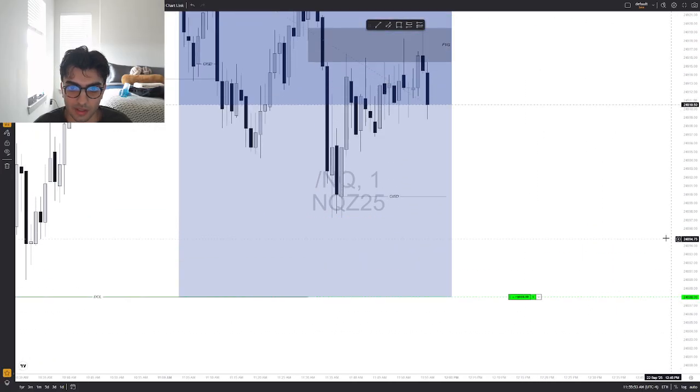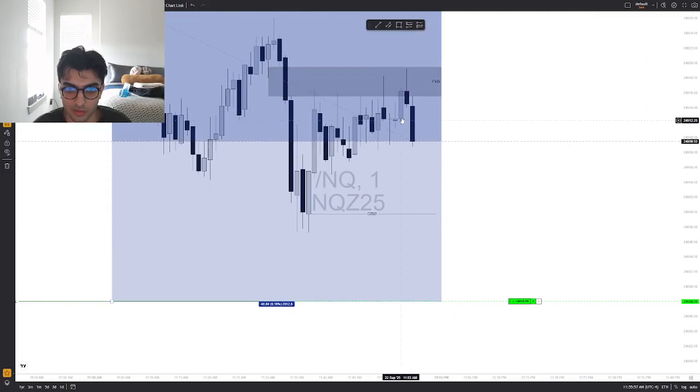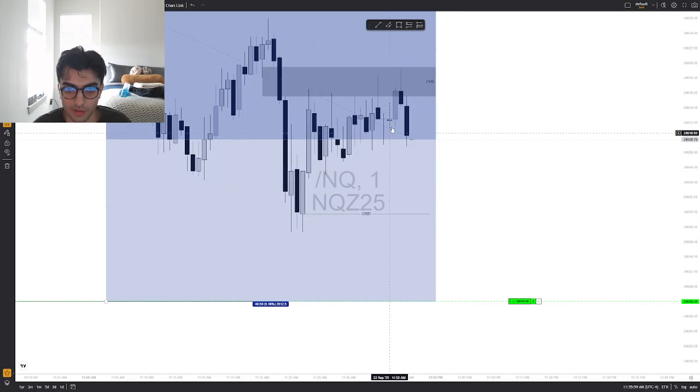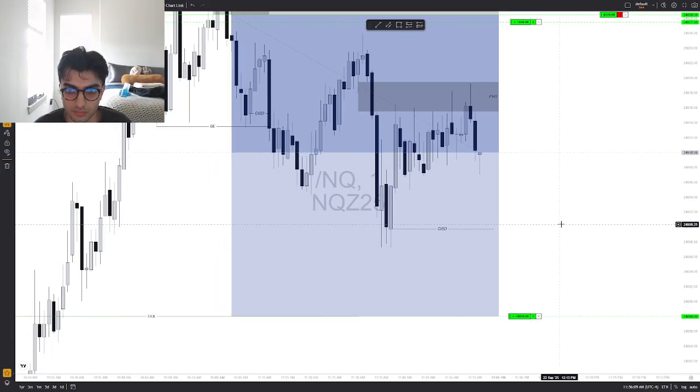So next thing that I'm looking for, 7 seconds till price closes. I want to see price close below here, and we did engulf this candle. Another wick.